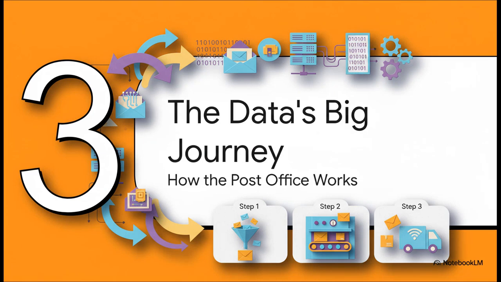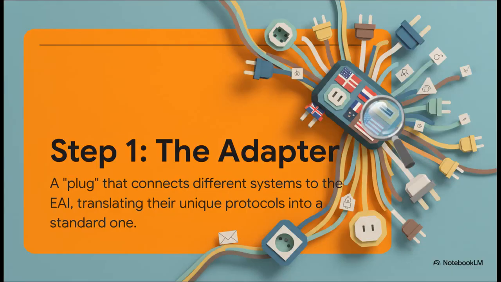So, how exactly does this digital post office handle all that mail? Well, it's not magic. It just follows 3 really simple but super important steps to get the job done right. Okay, first things first, to send or receive mail, each computer program needs the right kind of plug. This is called an adapter. It works just like a universal travel adapter you might use on vacation. It lets any program, no matter what, connect to the EAI system.